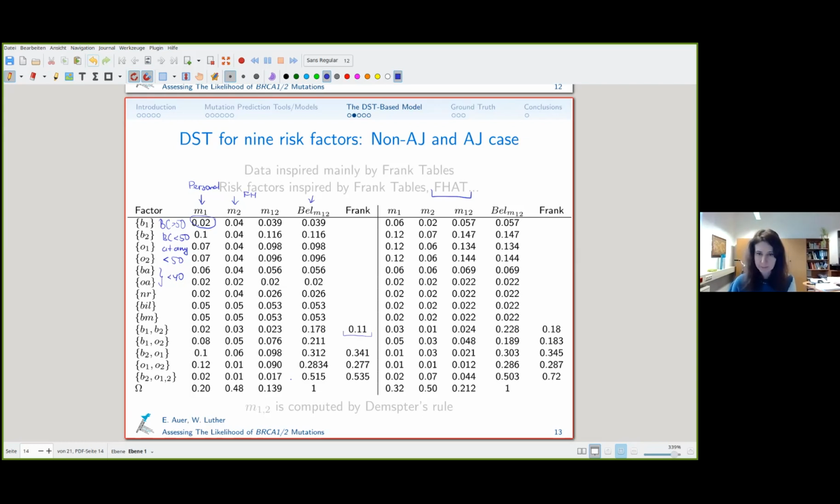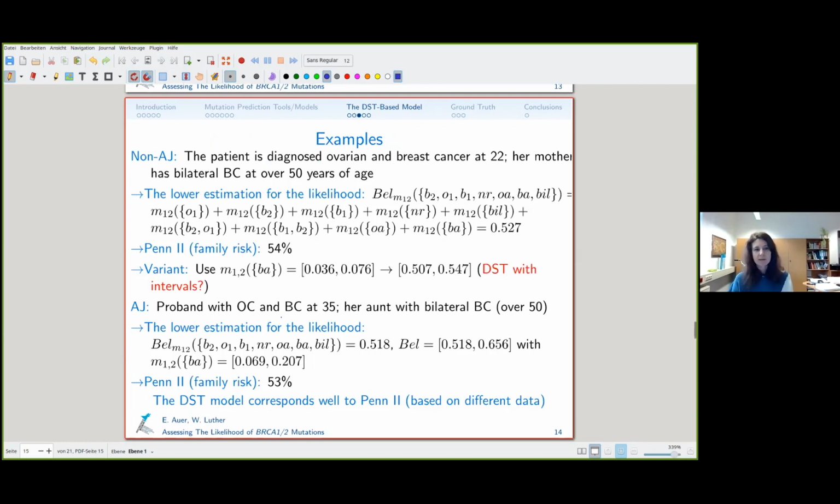completely different modeling. So I have here in the table two parts. One part is for the non-Ashkenazi population, sorry, this was wrong. Non-Ashkenazi population, and this part is for the Ashkenazi population. What can we do with that? So let's consider an example. For non-Ashkenazi, we have, for example, a patient who is diagnosed with ovarian and breast cancer at this age, and her mother having bilateral breast cancer at over 50 years of age.